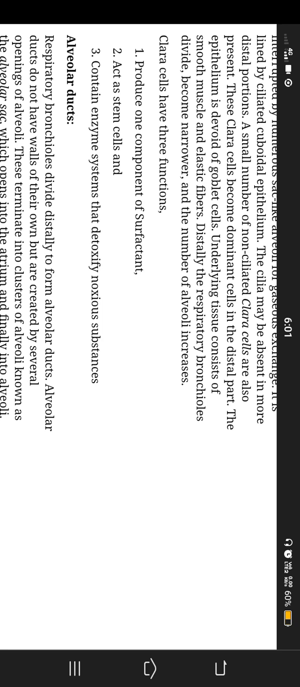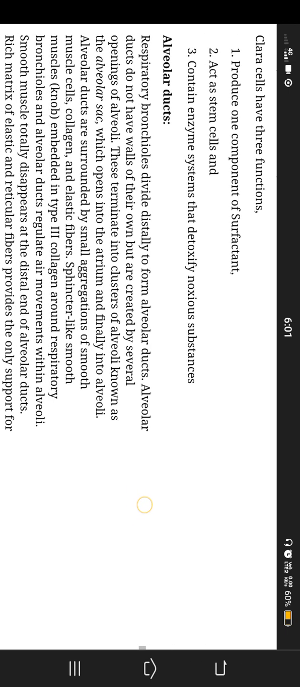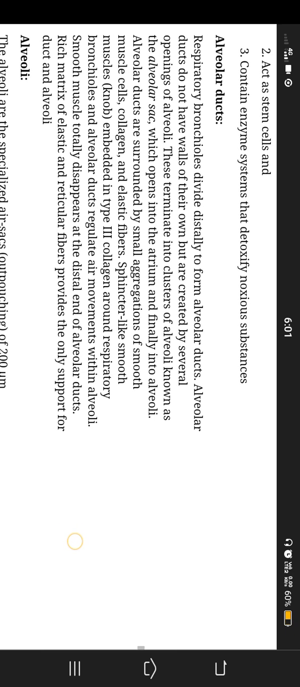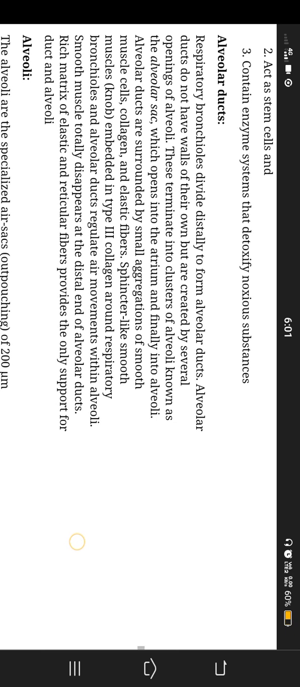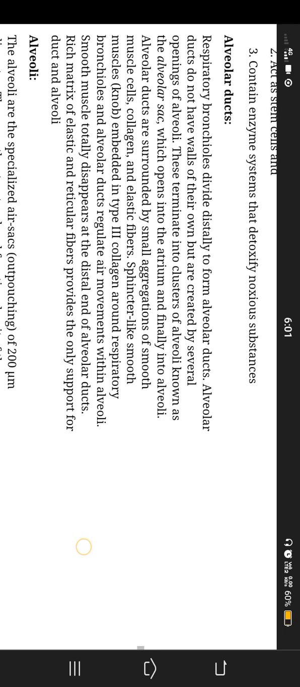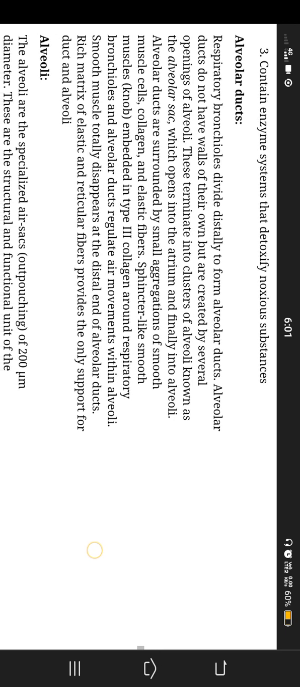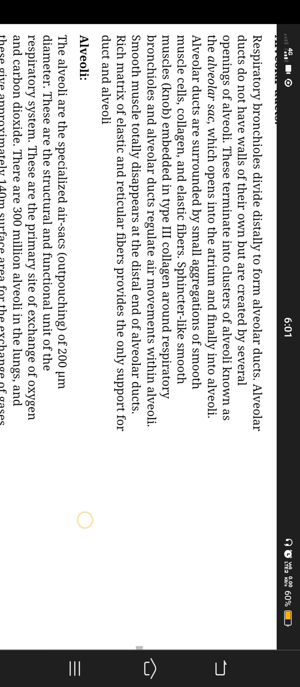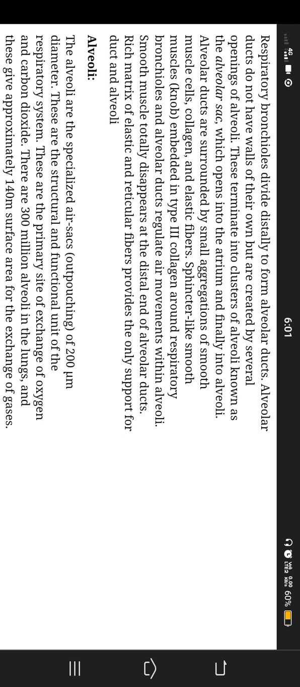Then alveolar ducts. Respiratory bronchioles divide distally to form alveolar ducts. Alveolar ducts do not have walls of their own but are created by several openings of alveoli. These terminate into clusters of alveoli known as the alveolar sac, which opens into the atrium and finally into alveoli. Alveolar ducts are surrounded by small aggregations of smooth muscle cells, collagen, and elastic fibers.